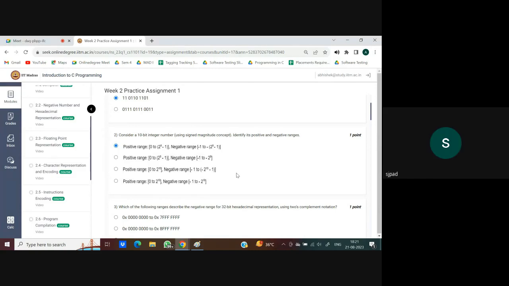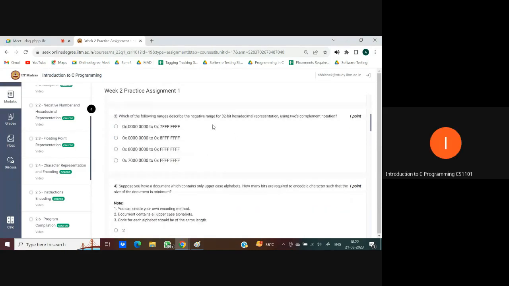All right. So coming on to the third question. Which of the following ranges describe the negative range for 32-bit hexadecimal representation using 2's complement notation? I think this has been directly taken from the slides. The third one is going to be the correct option, which is going to start from 8 followed by 7 zeros, and then go till the end of this 32-bit hexadecimal representation. That is how 2's complement numbers are represented in a 32-bit hexadecimal representation.